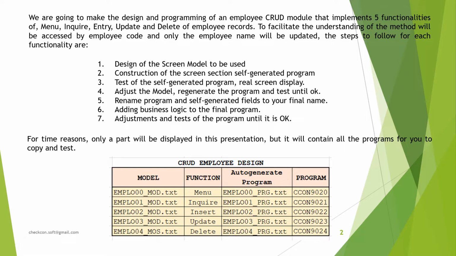Design of the screen model to be used. 2. Construction of the screen section self-generated program. 3. Test of the self-generated program, real screen display. 4. Adjust the model, regenerate the program and test until OK. 5. Rename program and self-generated fields to your final name. 6. Adding business logic to the final program. 7. Adjustments and test of the program until it is OK.